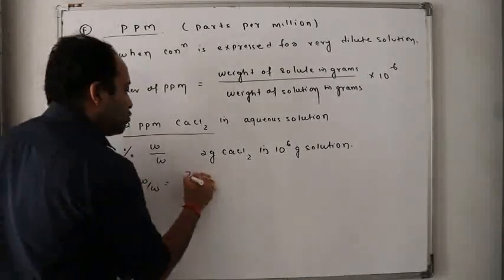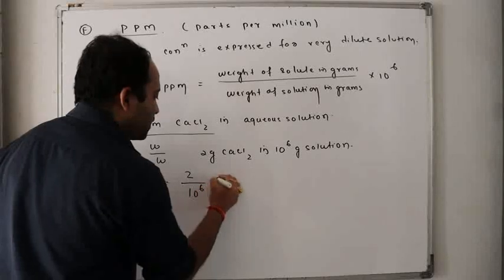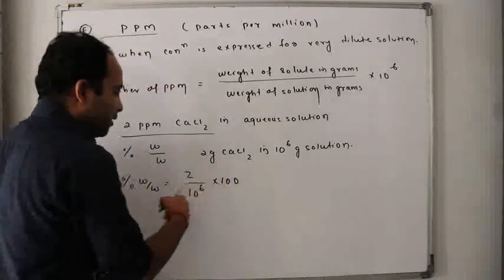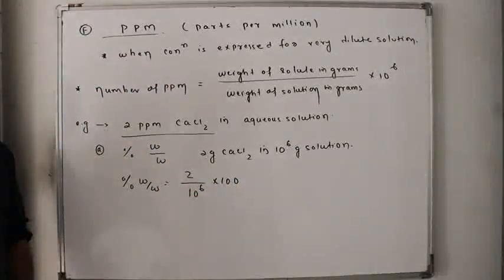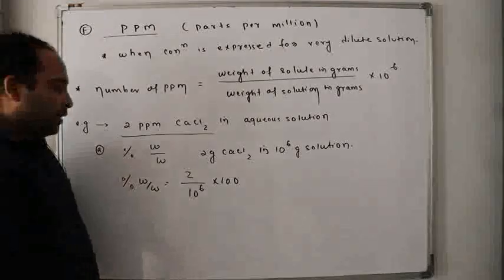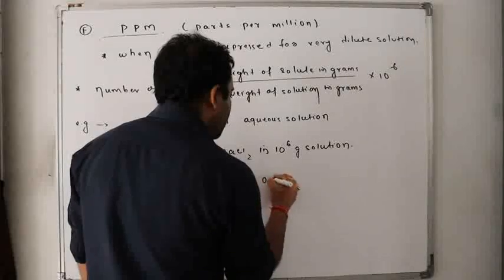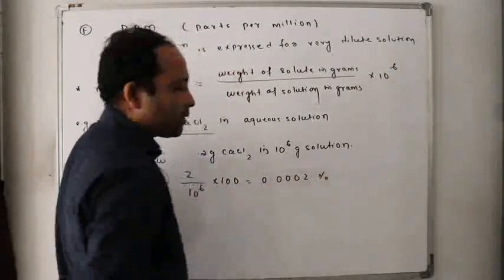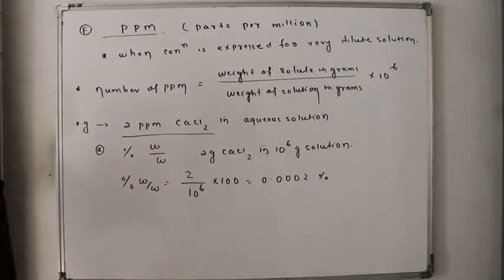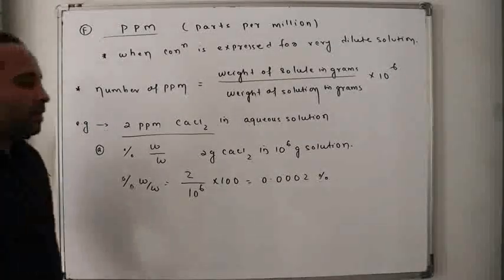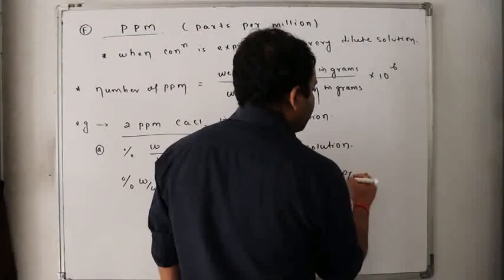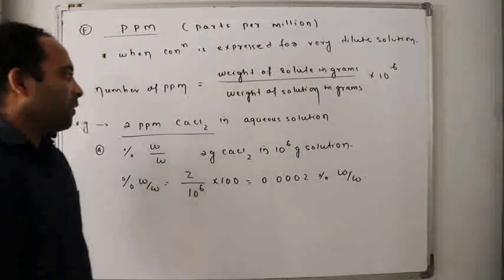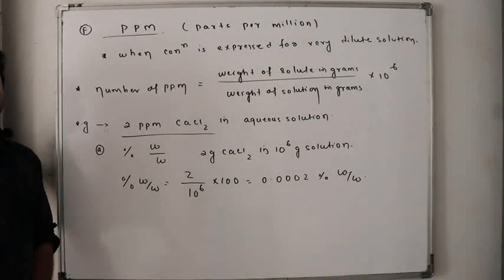Is it 2 by 10 to the 6 into 100? Why? To find the percentage weight by weight. Say yes or no? That is equal to how much? Is it 10 to the power minus 4? So it's 0.0002%. Yes or no? Clear? Percent weight by weight. Easy. Did you get the first solution?